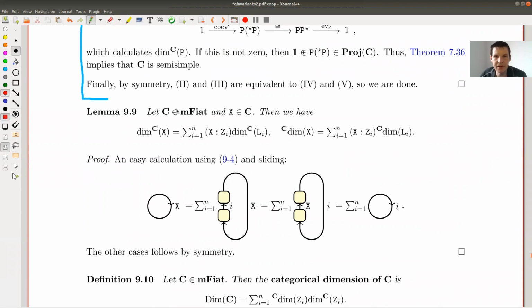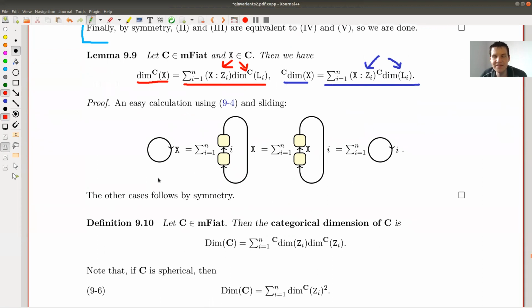Still, you can say the following. It's a lemma which we need in the following. So the dimension of an object x is the sum of the dimensions of the simple objects with multiplicities. Left or right doesn't matter. So here again are the multiplicities, and you take the simple objects.